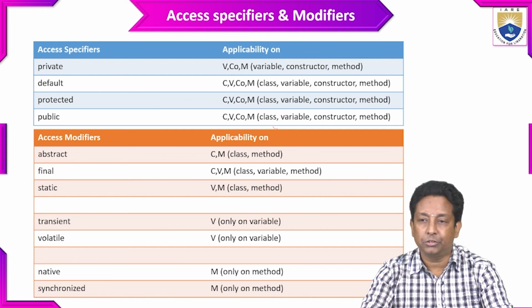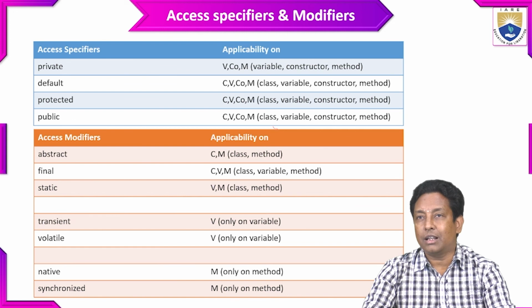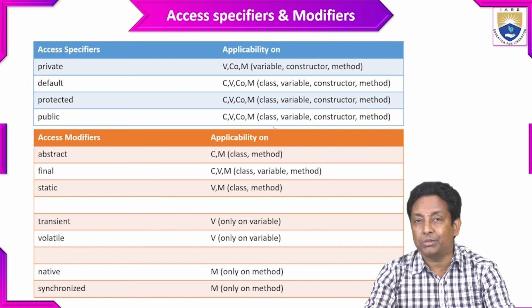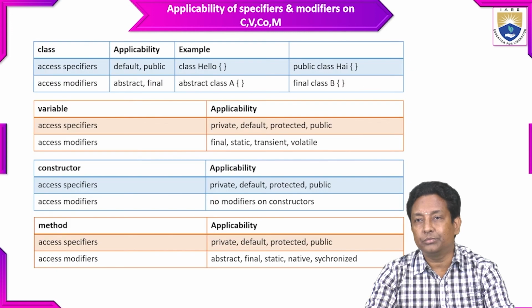So that's all. Abstract on class and method. Final on class, variable and method. Static on variable and method. Transient and volatile only on variables. Native and synchronized only on methods. These are the access modifiers topic. Which modifiers and specifiers we can apply on class, variable, constructor, method was explained in this slide.